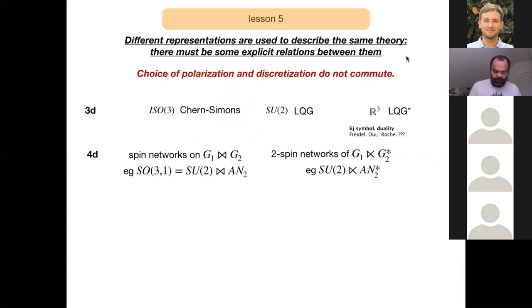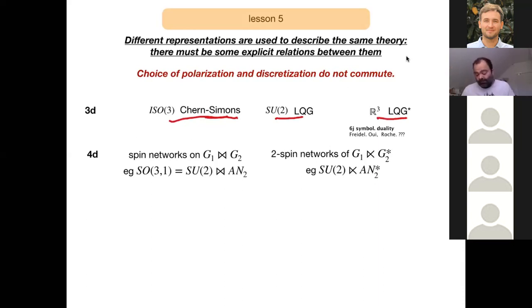Just like for the 3D gravity, you can discretize things using Chern-Simons, this SU(2) piece, or this LQG star. It's a different way to describe the same thing. At the end of the day, we're always looking at the same theory. It's just that the choice of quantum states is very different, but the theory is the same. So there must be some relation between all these states that we are considering.